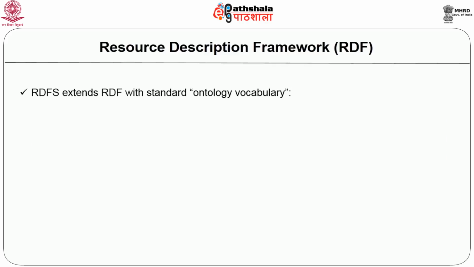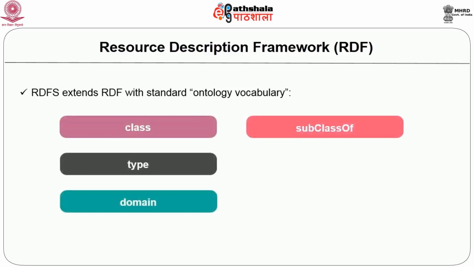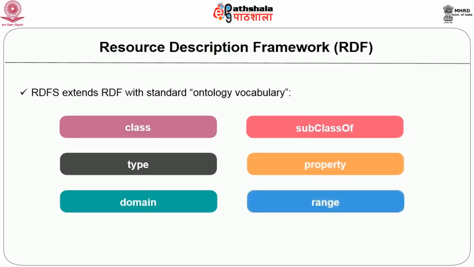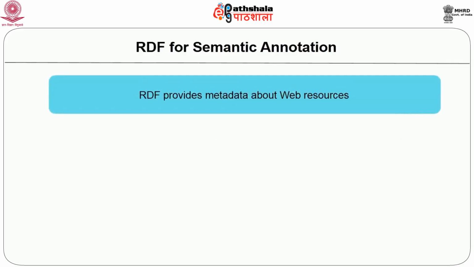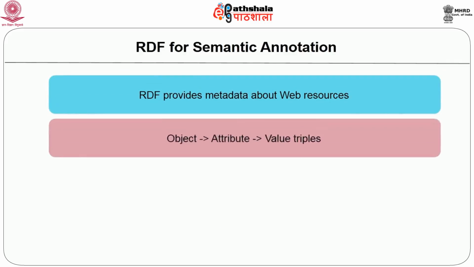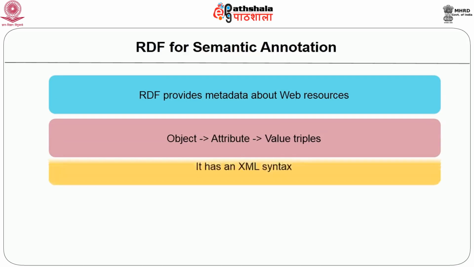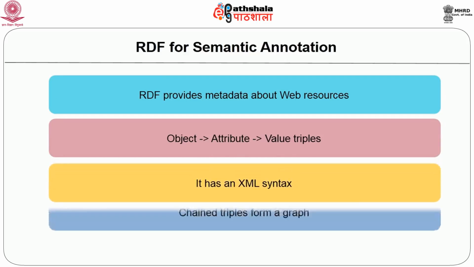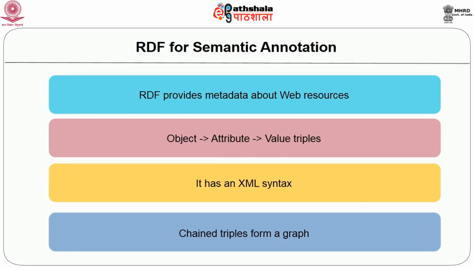And there is RDF-S also, which extends RDF with standard ontology vocabulary. So if you want to use ontological terms with RDF, we need to use RDF-S, where the extension includes class, type, domain, subclass, property, range, etc. Because ontology is like the creation of all relations, so we need more terms to connect each other. And RDF provides metadata about web sources, as object attribute value triples. It is similar to the XML syntax, and the chained triples form a graph.